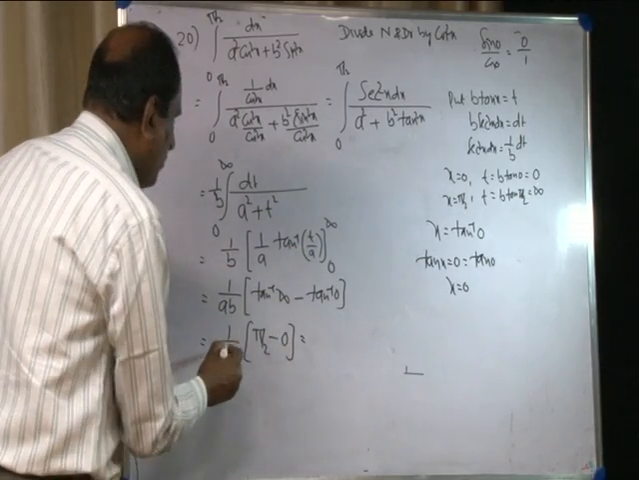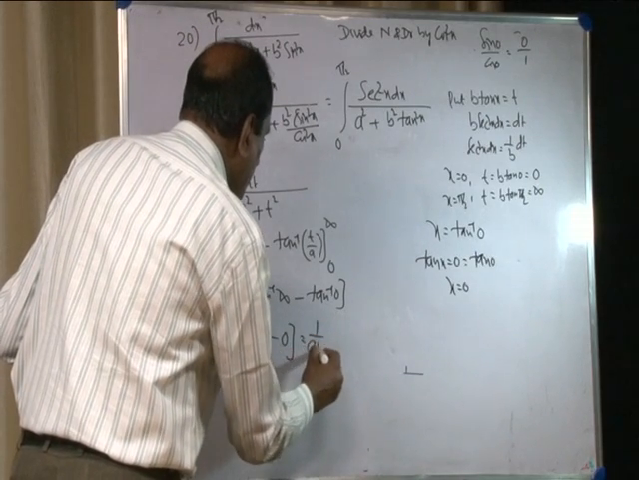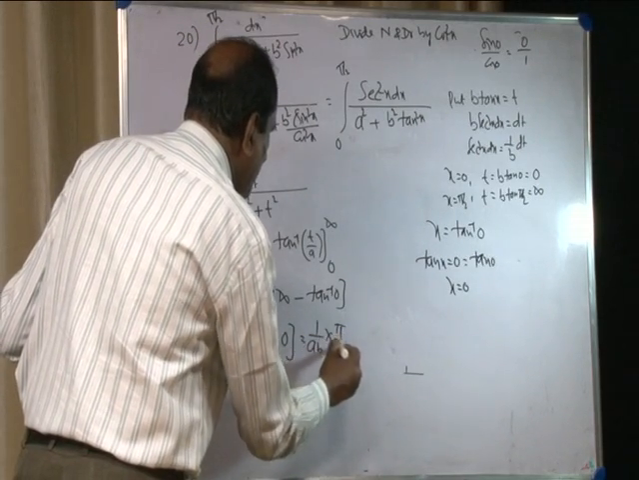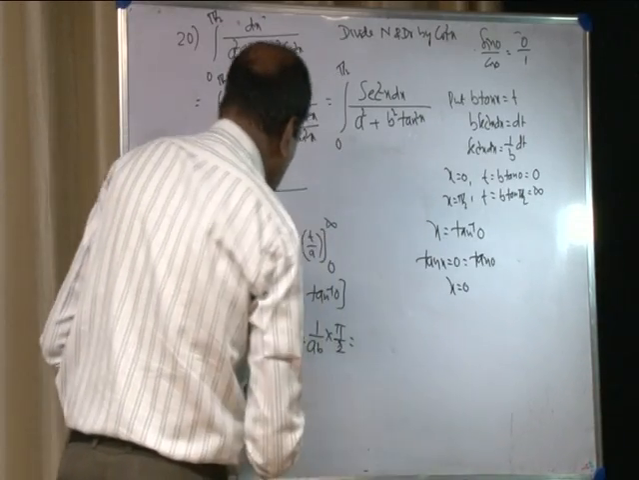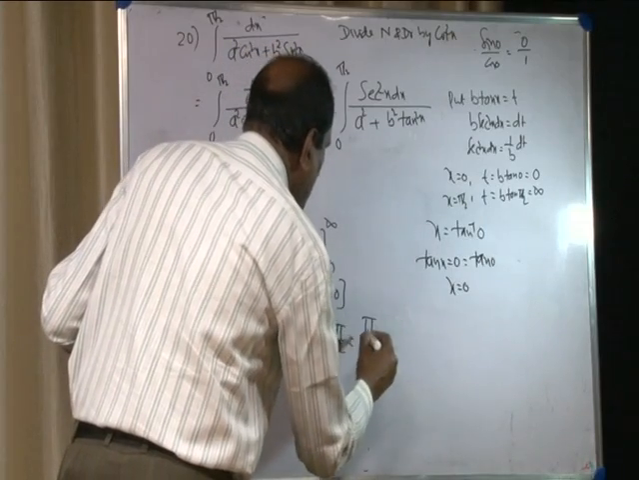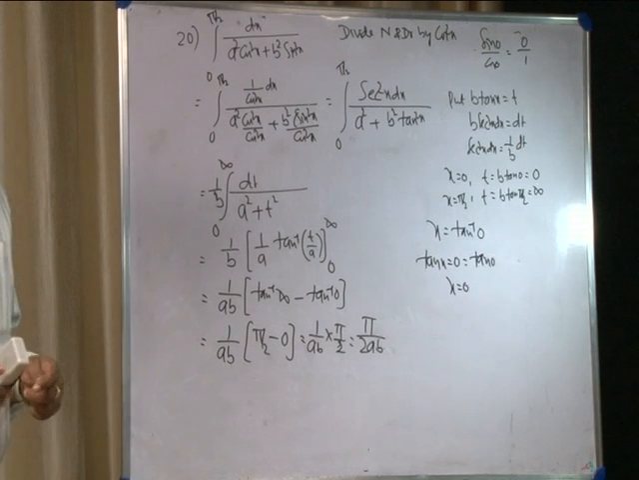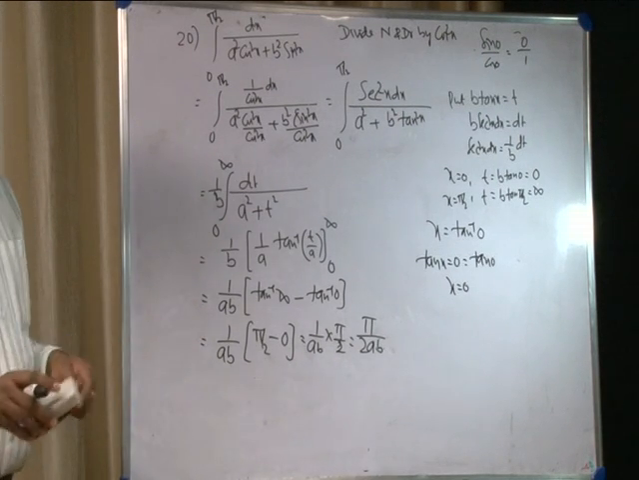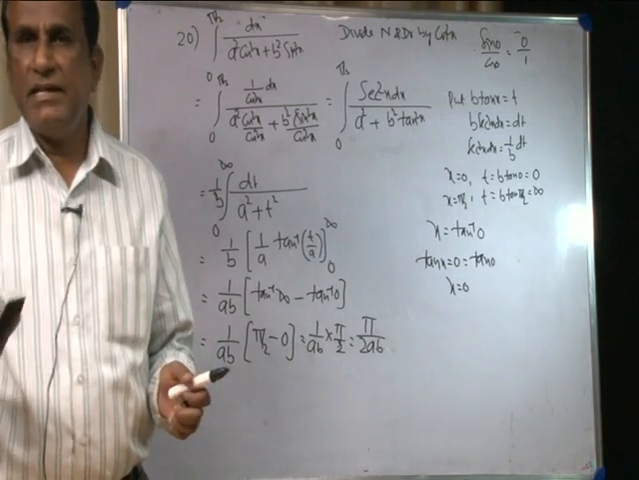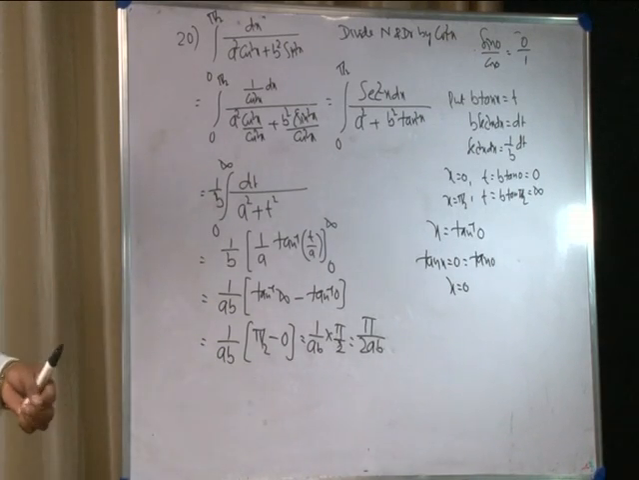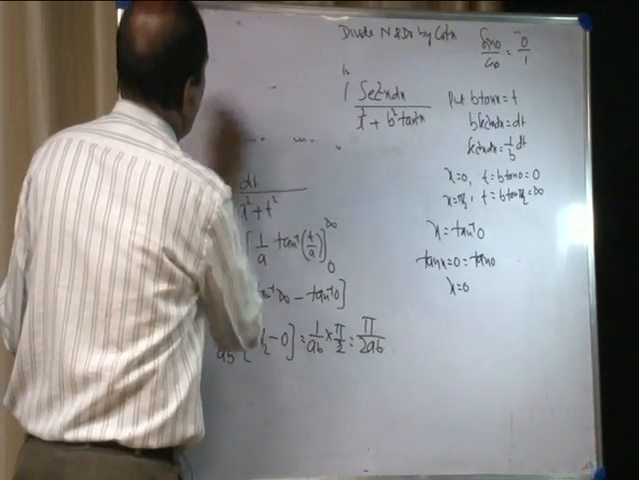So, totally 1 by ab, pi by 2 minus 0 is pi by 2, 1 by ab into pi by 2. The final answer is pi divided by 2ab. So, this is the final answer. So, this completes the definite integration chapter, that is chapter number 5.